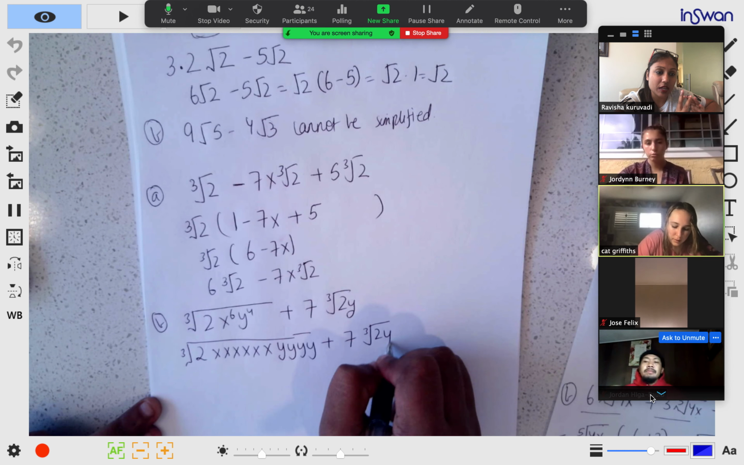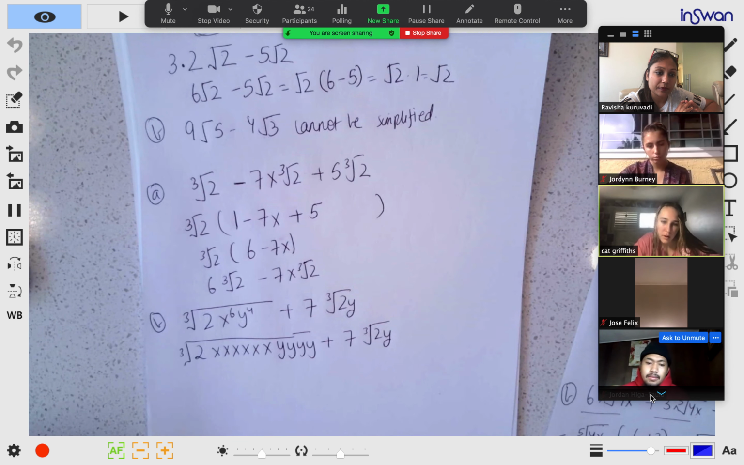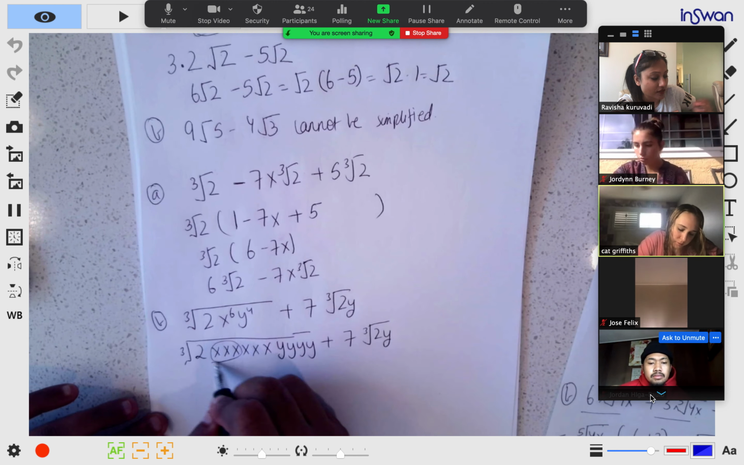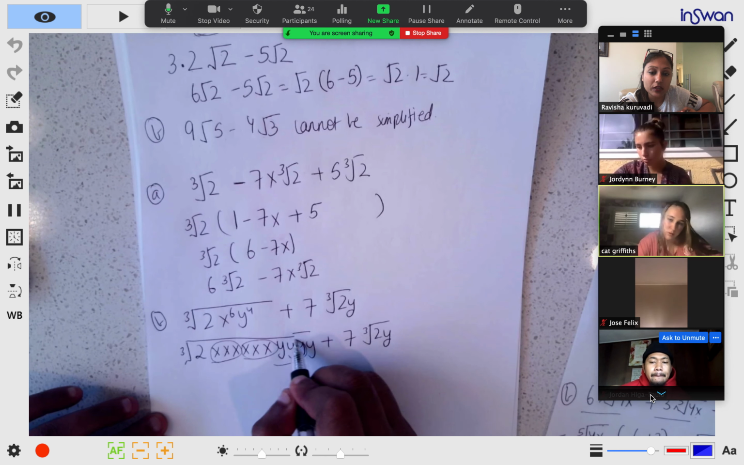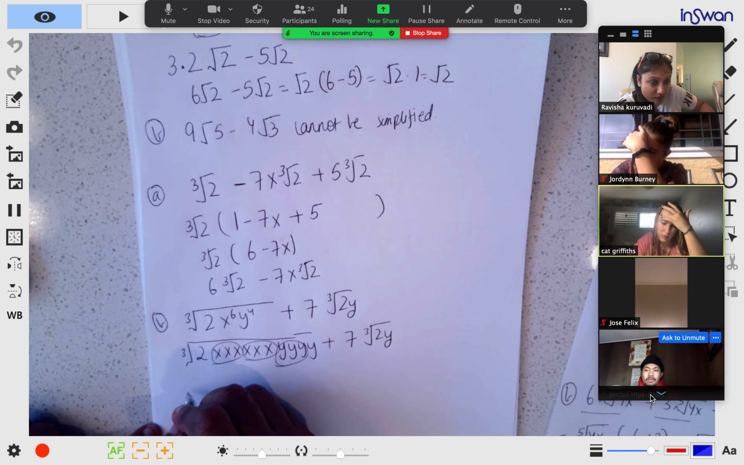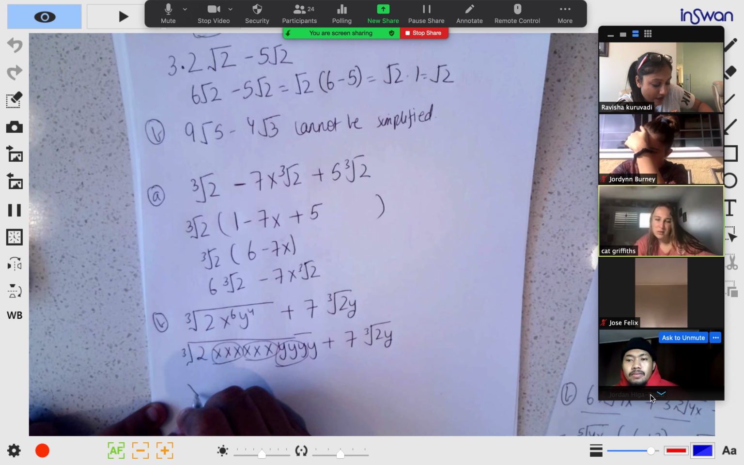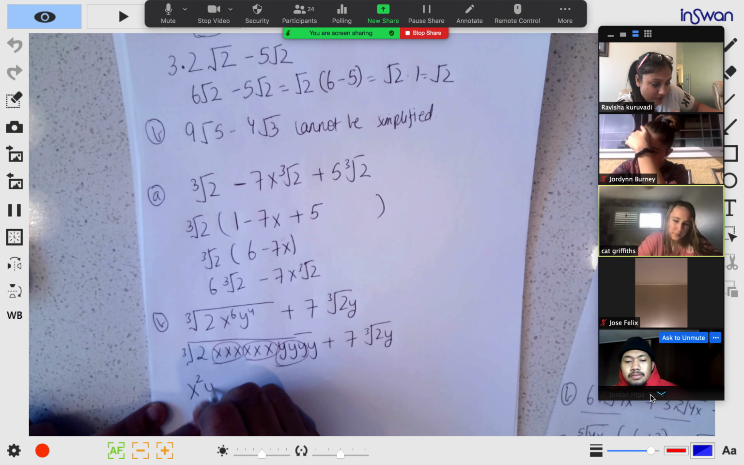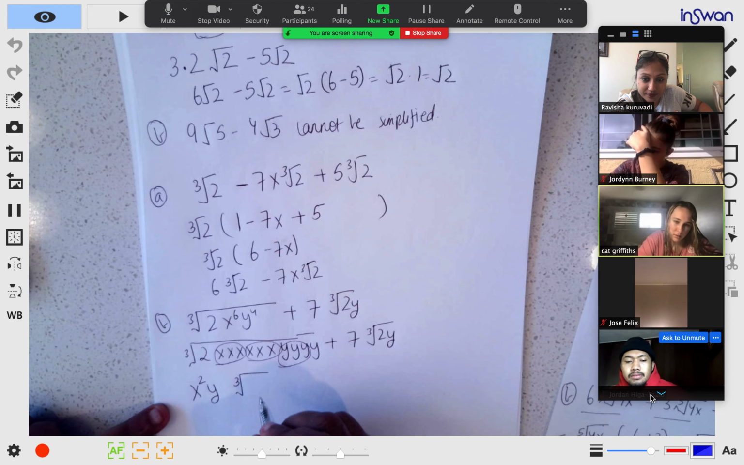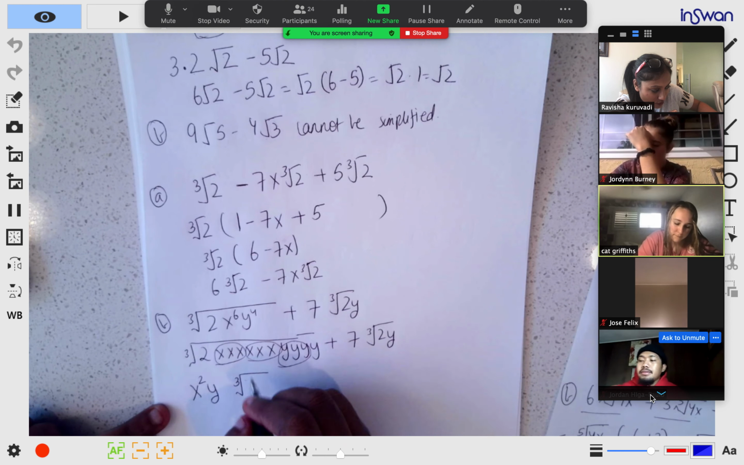How many pairs will I make? Pair of how many? 3, because there is a cube root, right? So I make groups of 3s. You tell me what will I take out? You would take 2 x's and 1 y. And what am I left with inside? Just 1 y and a 2 also. Yeah. So you're left with 2y plus 7 cube root of 2y.